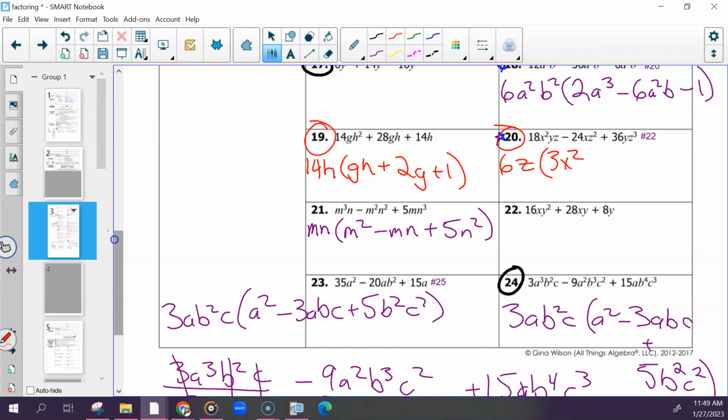3x squared. Missing one thing from that one. Y. There we go. Minus 4x plus 6y. And how many z's? Z's. Any other questions on these?